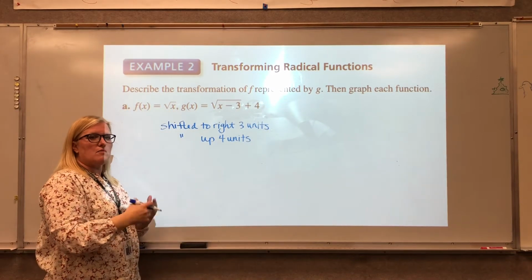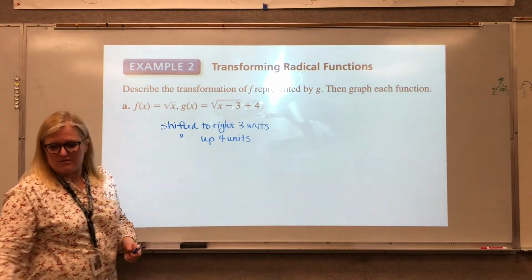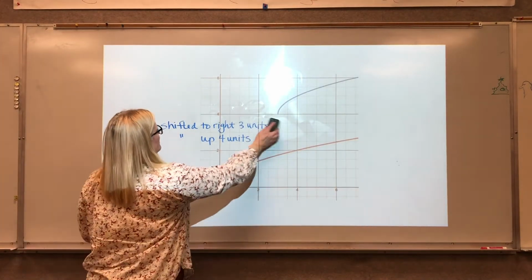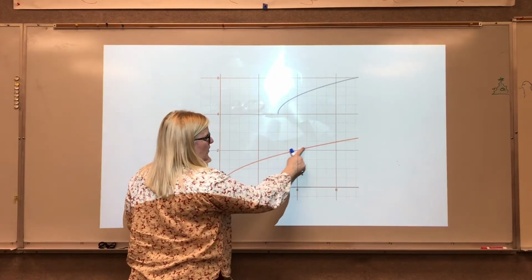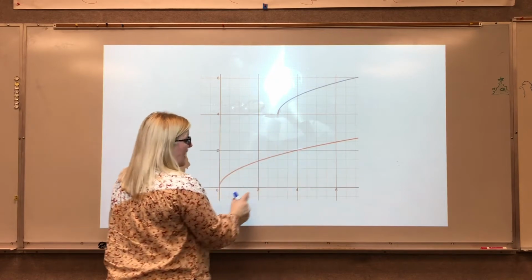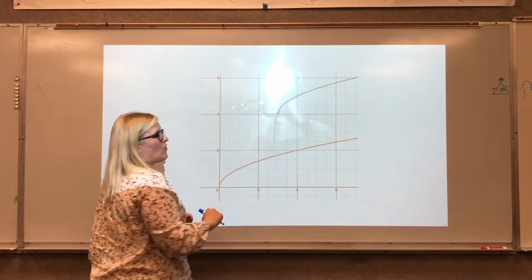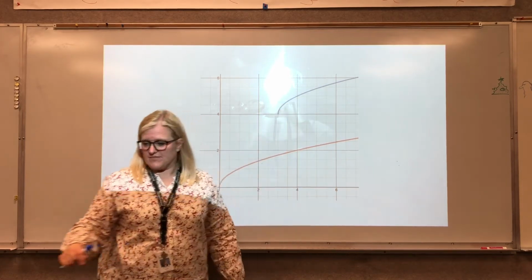Okay, hopefully you remember those. So that's that one. And this is what it looks like when it's graphed. I'm not going to graph it, but here is y equals the square root of x, and this is what it looks like after it's been shifted to the right 3 and it goes up 4. So it's just the same thing, it just moves.